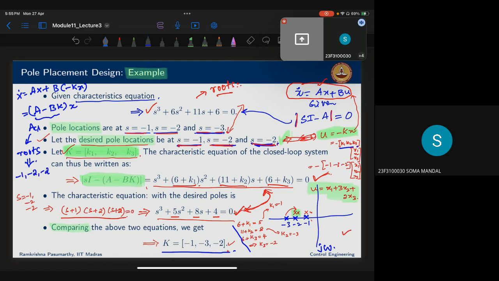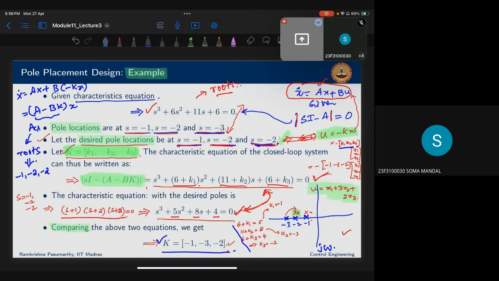Yes, and these are our desired poles. We found our K matrix by equating the characteristic polynomial to the desired poles. So this is called the pole placement technique. Is this clear?